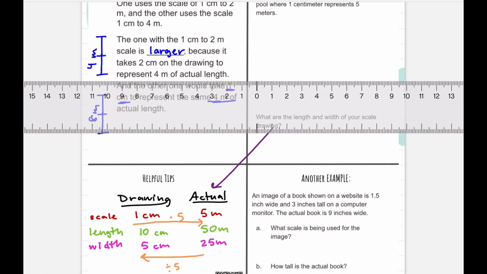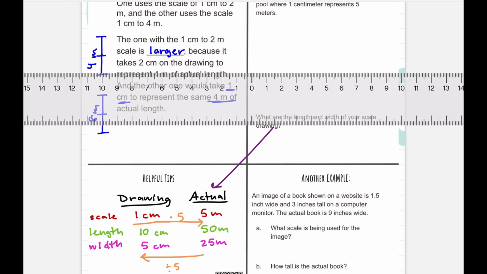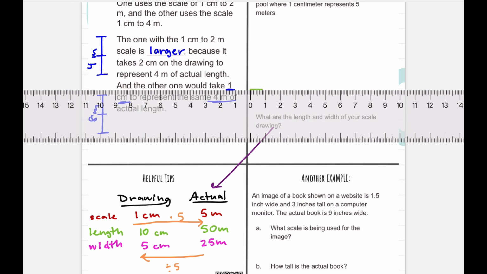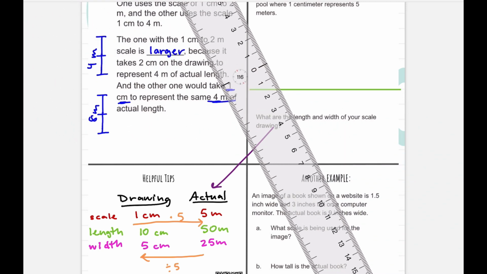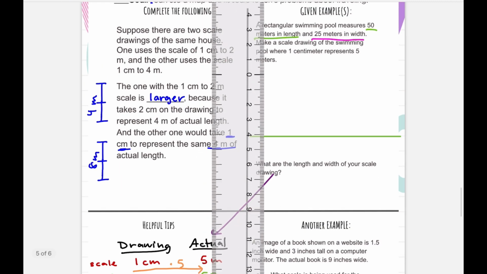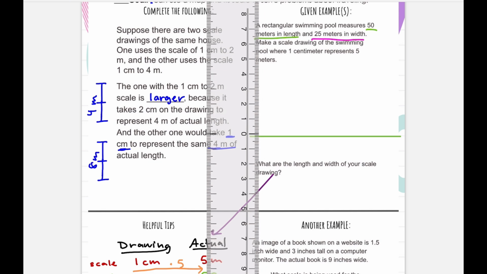Here's my ruler again. I need to draw the length to be 10 centimeters, which is just barely going to fit on my page. I'm drawing that length to be 10 centimeters. So from here, the 0, all the way over almost to the edge, there's my 10. And the width needs to be 5 centimeters. I guess I could have drawn it the other way. This is going to be better though. So 5 centimeters. I'm going to line up that 0 and go up 5.